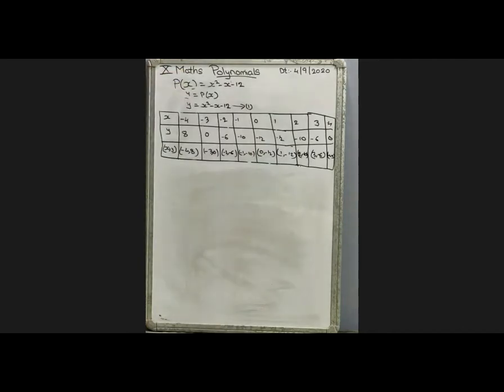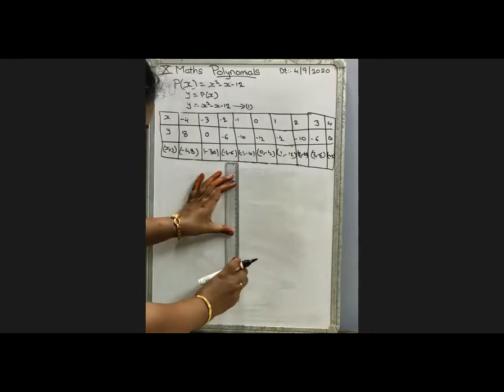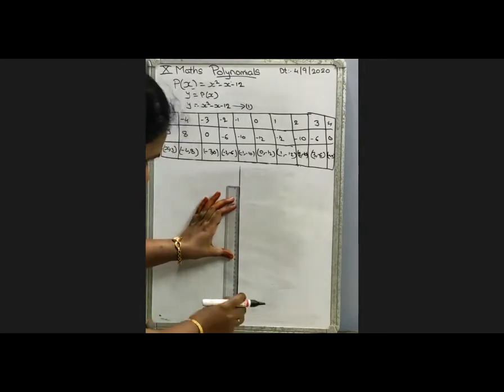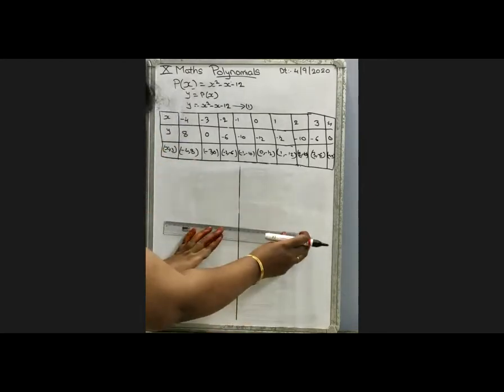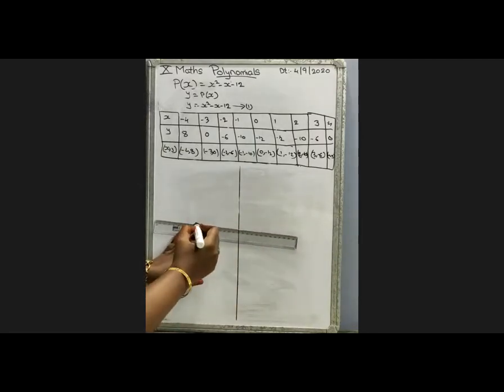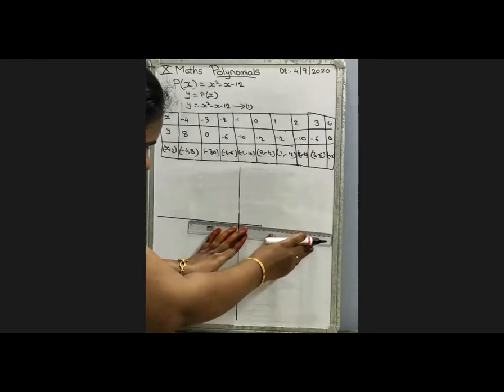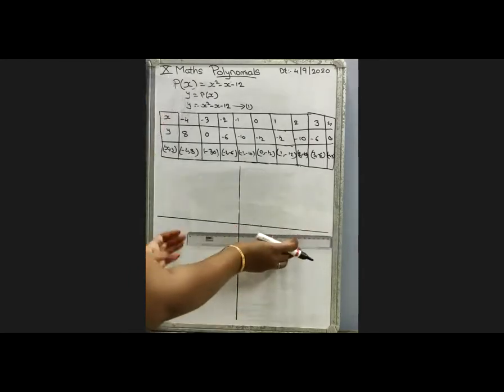Already in the previous class we discussed that only for linear equations we get a straight line. For the other equations we take, we'll get just a curve, so we have to use our free hand, not the scale. Now you can take the x-axis and y-axis. I am using the scale just for drawing the x-axis and y-axis. Other than that, we don't need a scale.